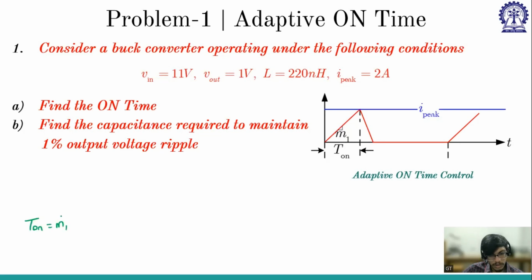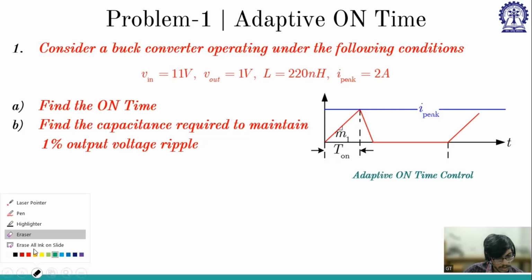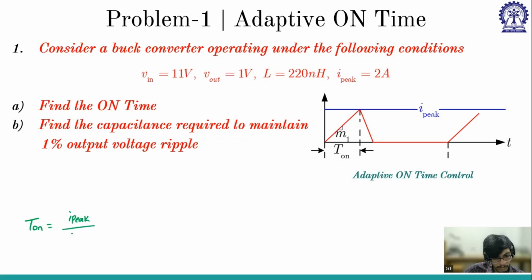L into I peak by... Yes. So T on is L into I peak by M1, right? I peak by M1. Yes. M1 is V in minus V naught by L. So T on is L into I peak by V in minus V naught.